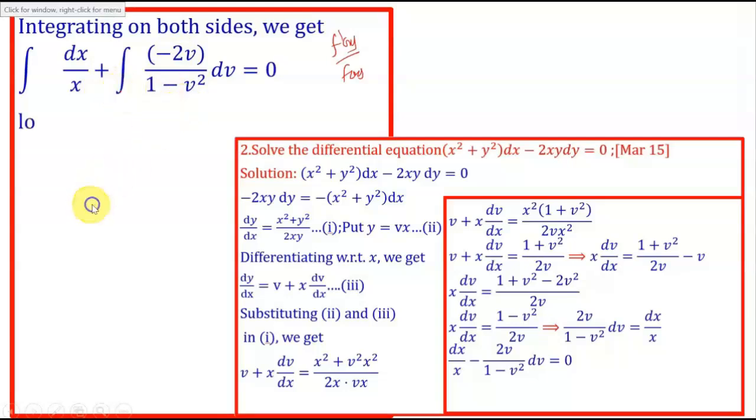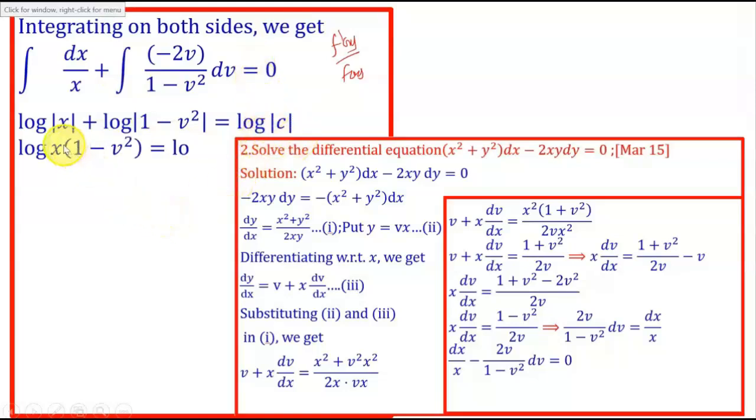Now next, log of mod of x plus log of mod of 1 minus v square is equal to log of mod of c, and log m plus log n means log of m into n. So log of x into (1 minus v square) is equal to log of mod of c. Taking antilog on both sides, you will have x(1 minus v square) is equal to c.